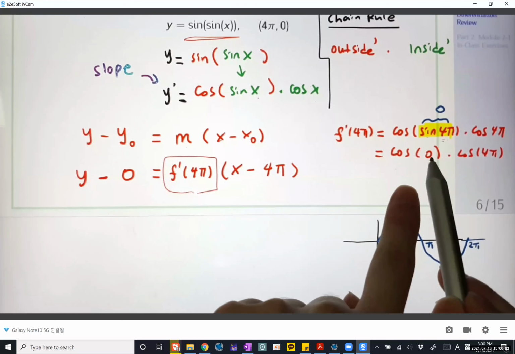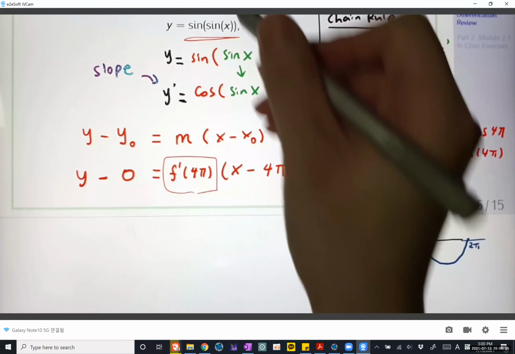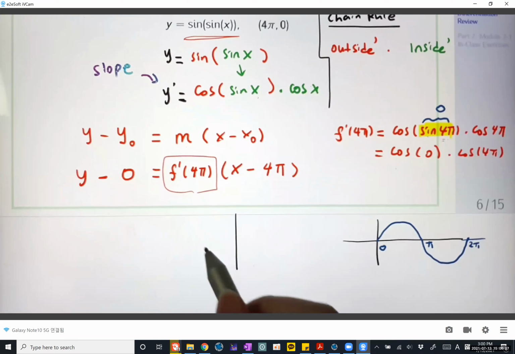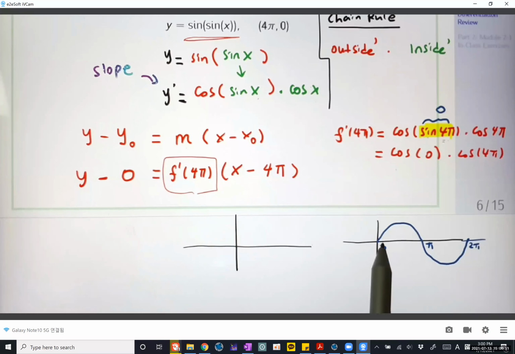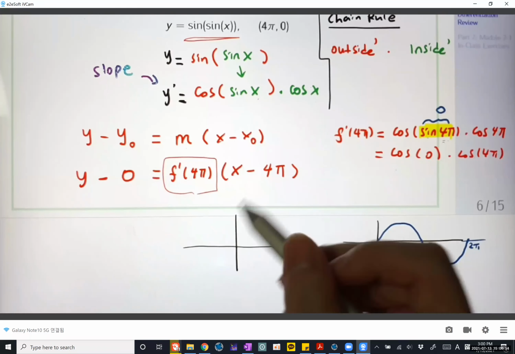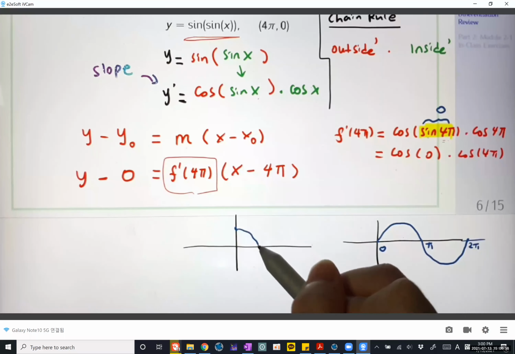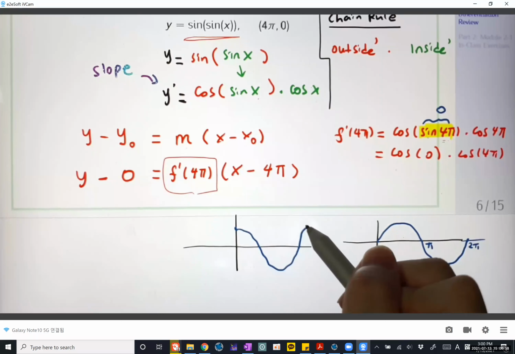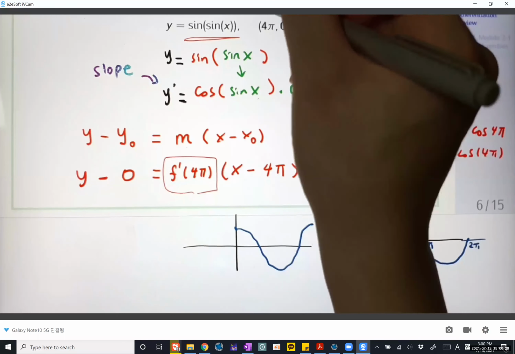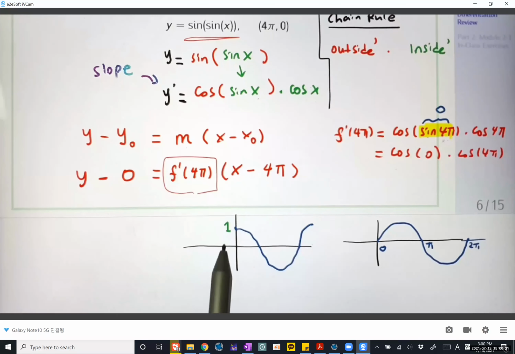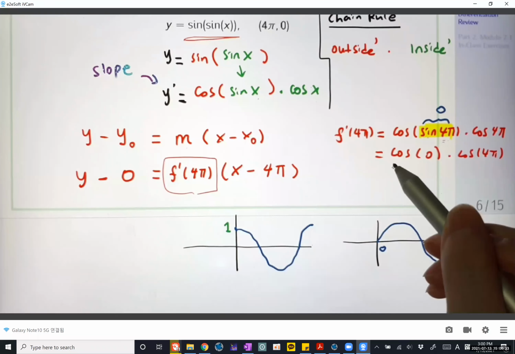Cosine of 0 is just 1, because if you remember the graph of cosine, unlike the sine graph, the cosine graph starts at the top and comes back, and it looks like a kind of bell curve shape upside down. Now, did you guys notice that when x is 0, the y value is actually 1? This is the reason why cosine of 0 is just 1.